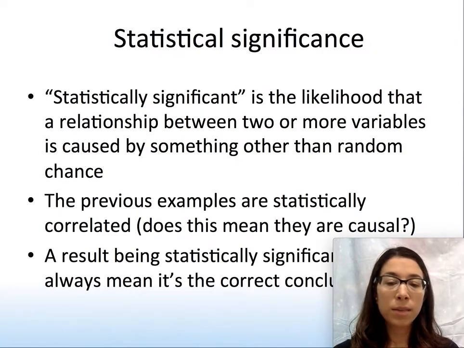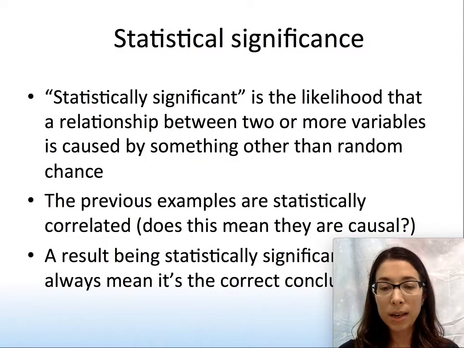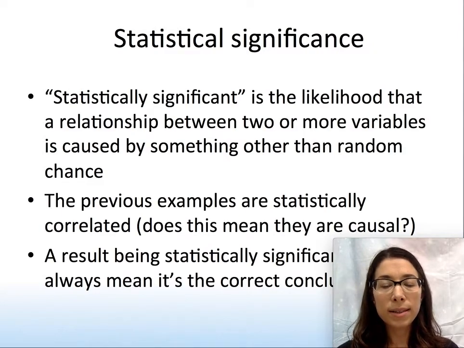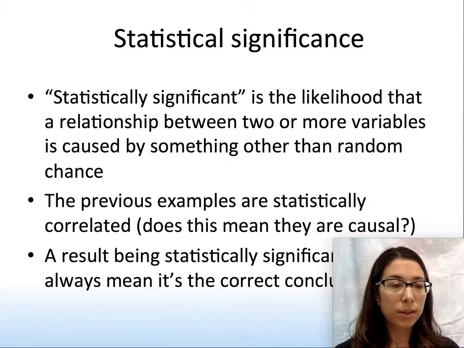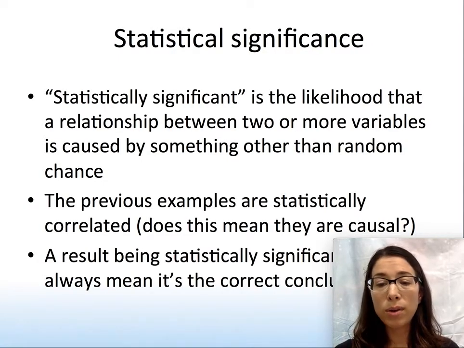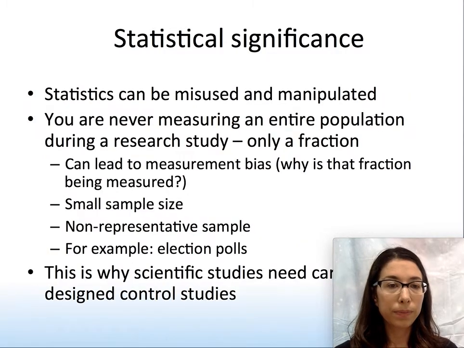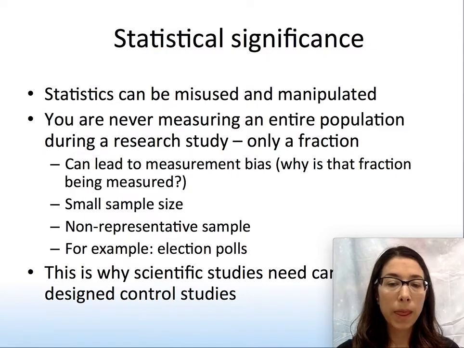And of course, this can be abused as well, right? The previous examples were all statistically correlated and had very high correlation values. But this does not necessarily mean that they are causal. So statistical significance does not always mean that our conclusion is correct. Statistics can be misused and manipulated.